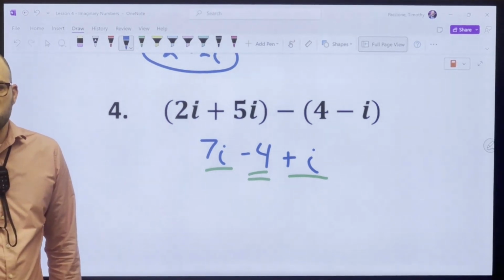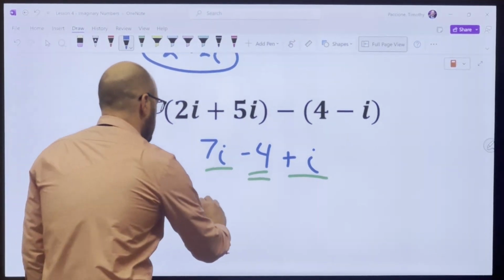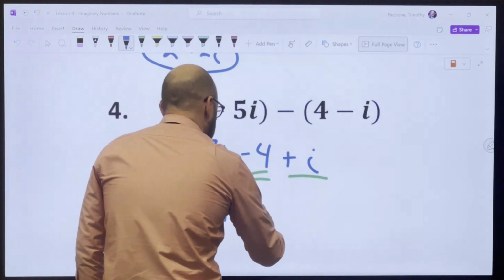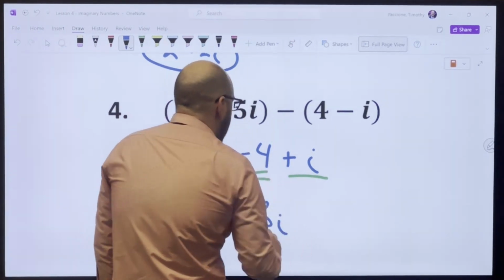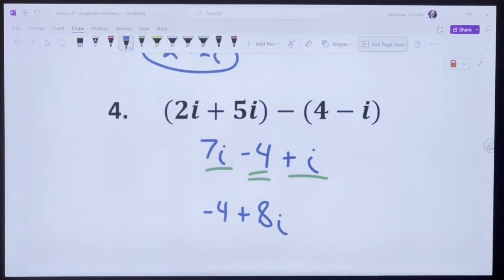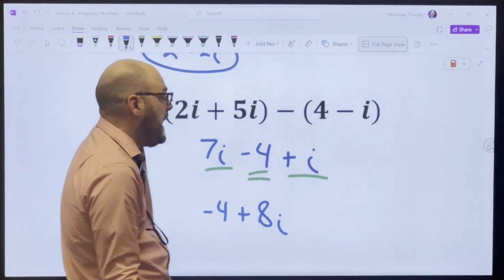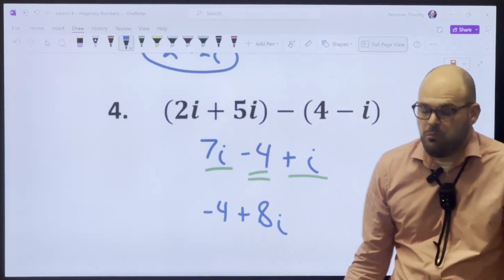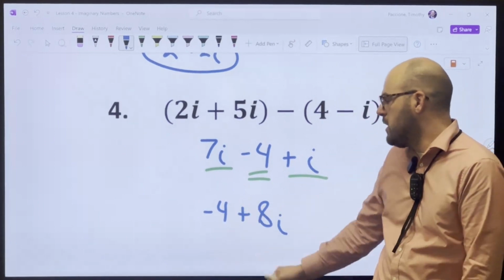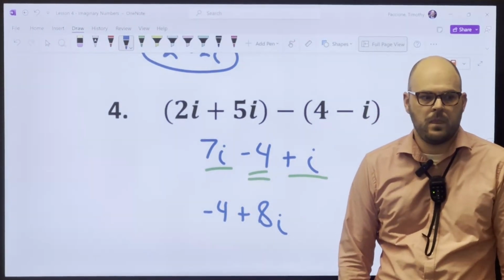-4 plus 8i. And that's just because we write the number first and then the i second. Okay? If you wrote 8i minus 4, I probably wouldn't take off, but that is the right way to write it. Okay? All right.